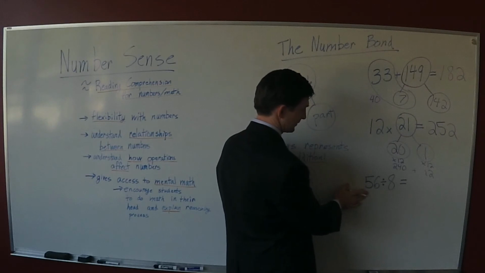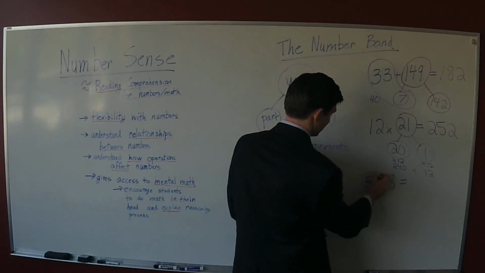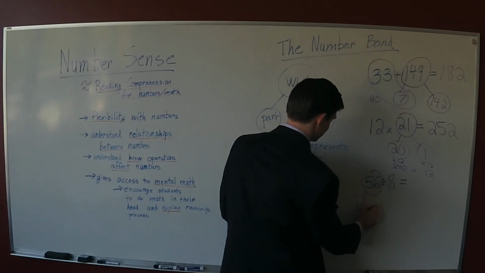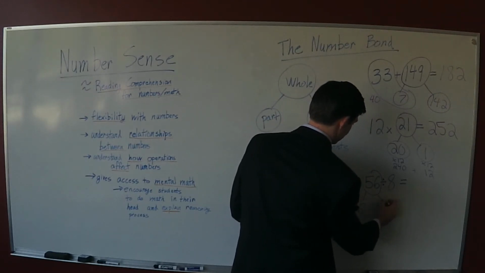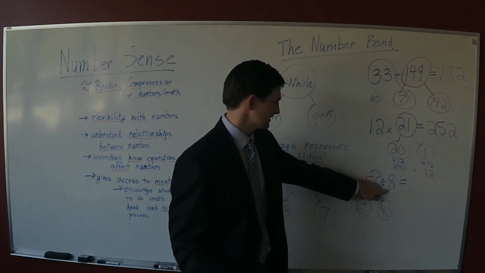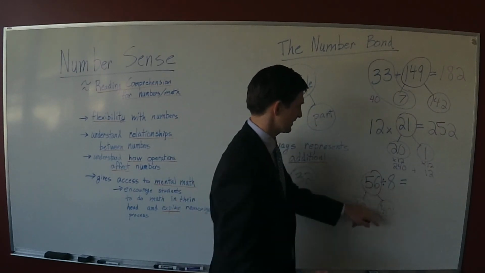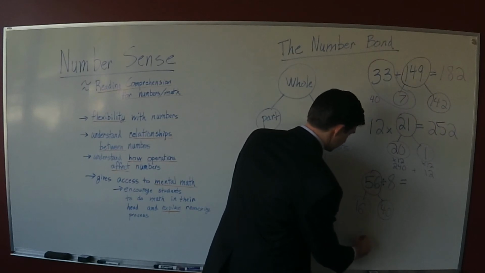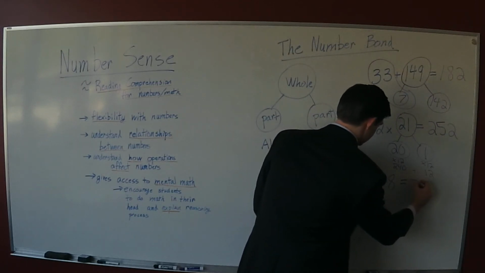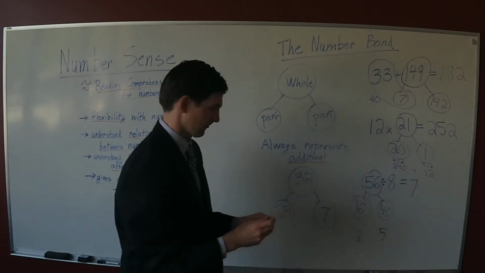So what I can do with 56 and 8, if I realize that 56 can be split into 16 and 40, I might know, oh, well, 16 is 2 eighths and 40 is 5 eighths, so therefore I need to put 2 and 5 together, and my answer will be 7.